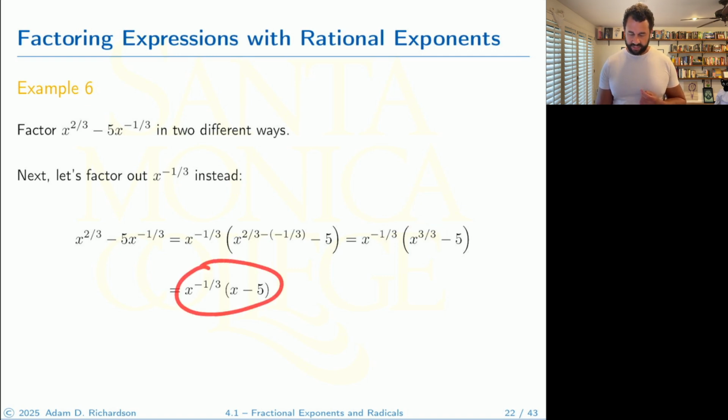So now we've factored it again, right? X to the 3/3 is x to the 1. Again, some motivation: something's going on at x equals 5 too. Something's happening at x equals 5. When x equals 5, you get 0. Preparing you for Calc 1.